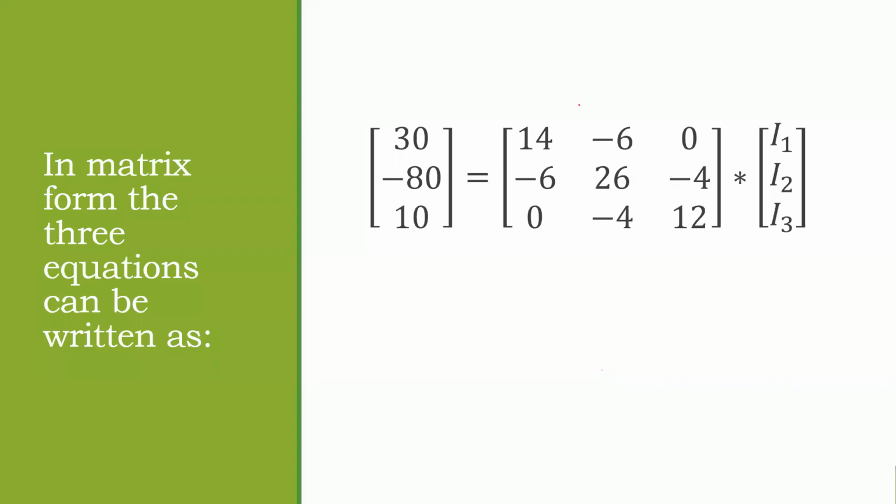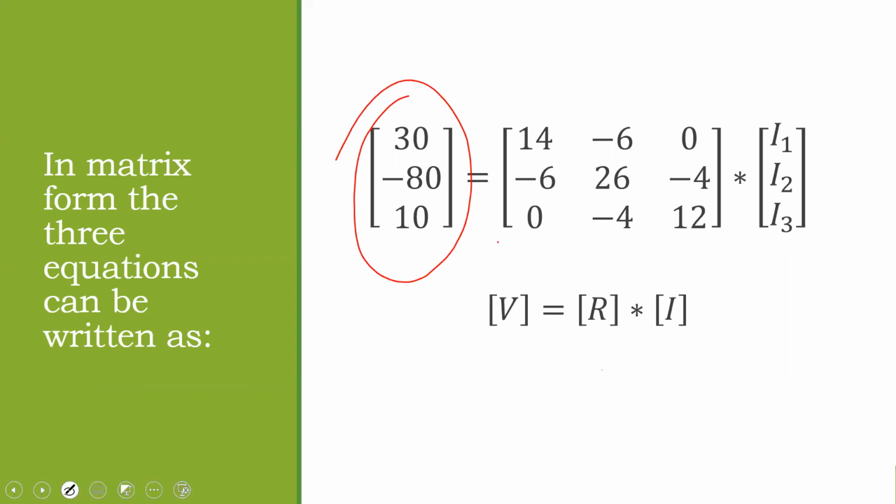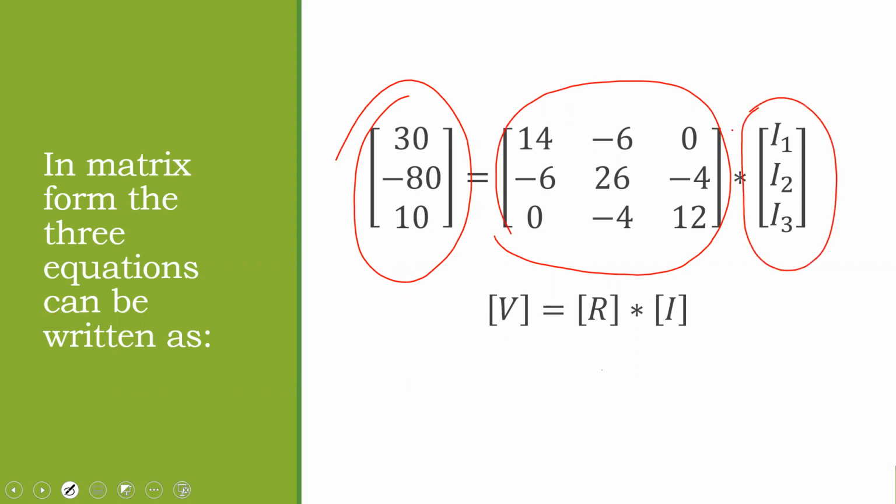All right, so in matrix form, the three equations are as shown. So V, which would be this matrix, is equal to R, which is that matrix, times I.